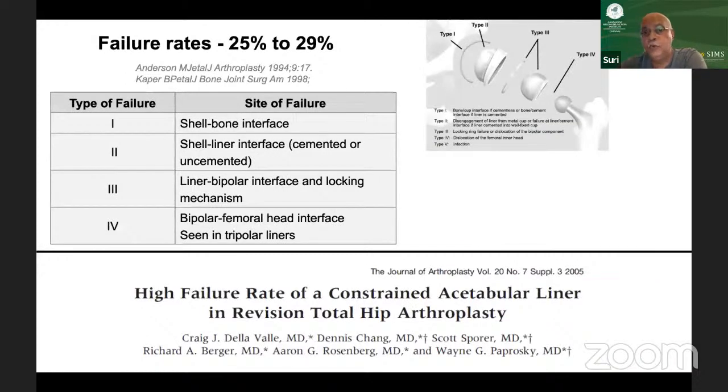What are the failure rates? The more concerning issue was that in various modes, failure rates seem to be quite high in the medium term, 25 to 29% published across the line. And the failure sites were not only one: the bone-shell interface, liner interfaces, the bipolar femoral head interface, seen in tripolar and many other designs. We had various types of failures, which are also discussed. And these high reported failure rates have been a matter of serious concern, making everyone look at alternate options.